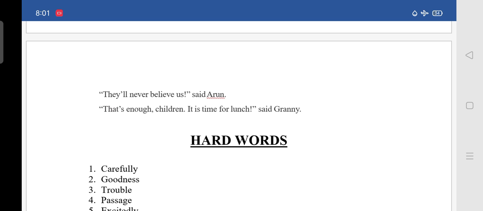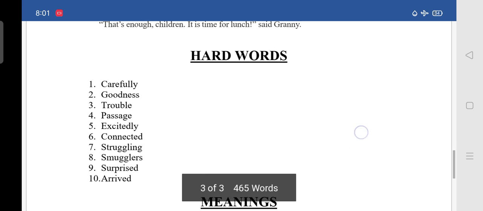"That's enough, children. It is time for lunch," said Granny. So when Arun and Seema were talking to that man, their grandmother said that it's enough, children. Now it's time for lunch. So this is the story. I think you have understood it.